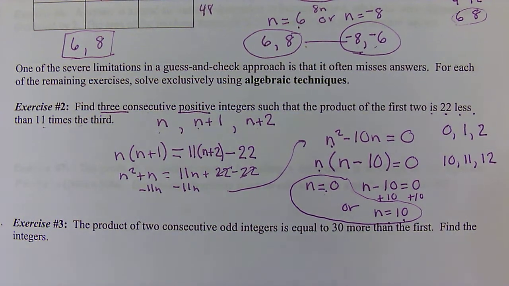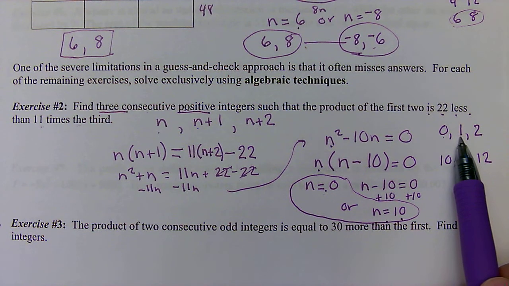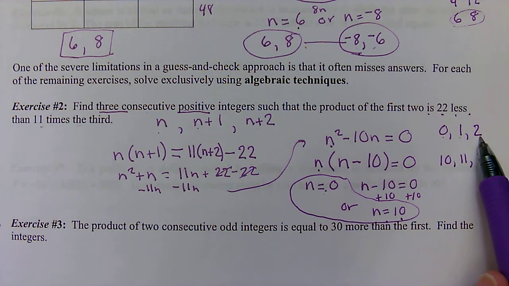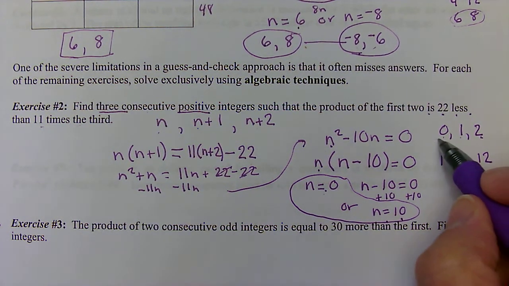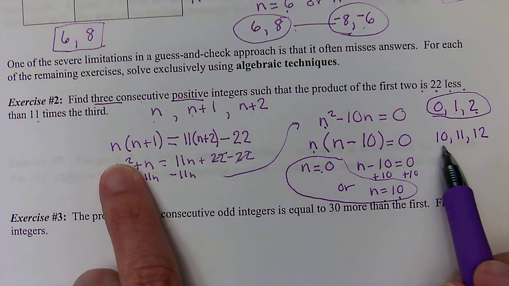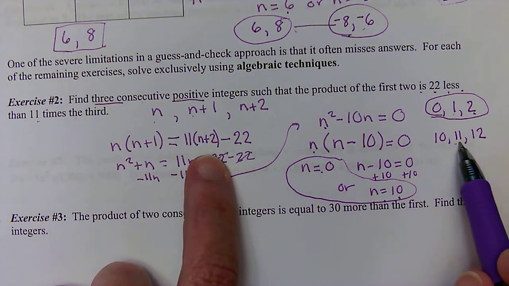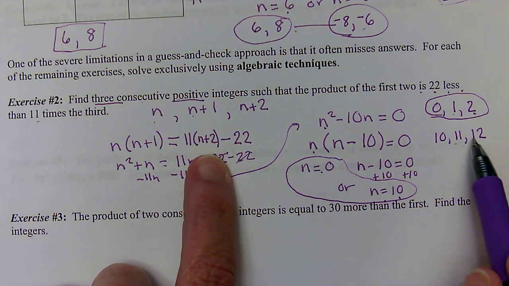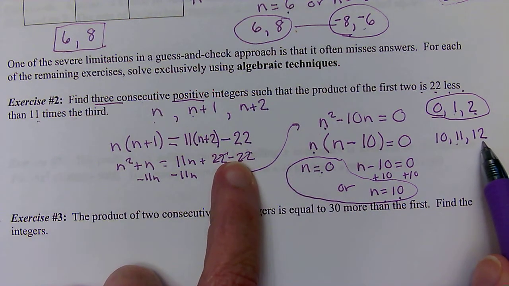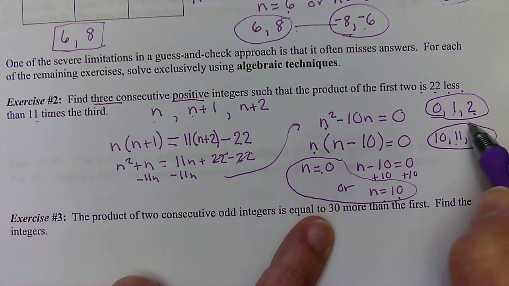So it might be worth checking this. 0 times 1 is 0. 11 times 2 is 22, minus 22 is 0. So the solution 0, 1, 2 works. Now going back, 10 times 11 is 110. 11 times 12 is 132, minus 22 is 110. So this solution also works.